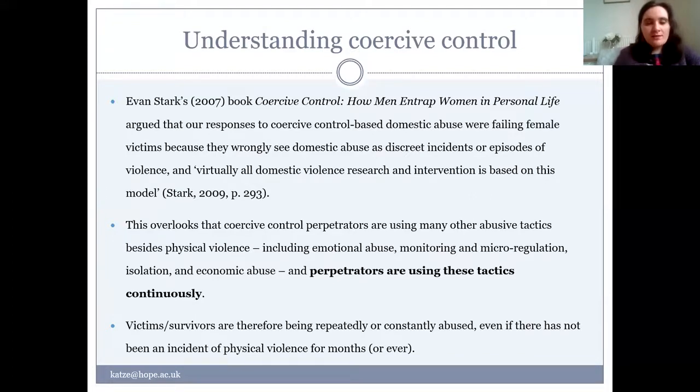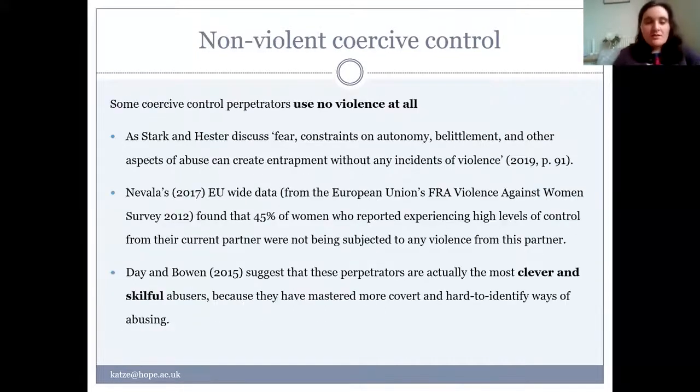And this really helps to explain a lot of the behavior that we see in victims and survivors, because they're not being subjected to occasional one-off incidents, they're being subjected to constant abuse. Some perpetrators use no violence at all. As Stark and Hester discuss, fear, constraint on autonomy, belittlement, and other aspects of abuse can create entrapment without any incident of violence.